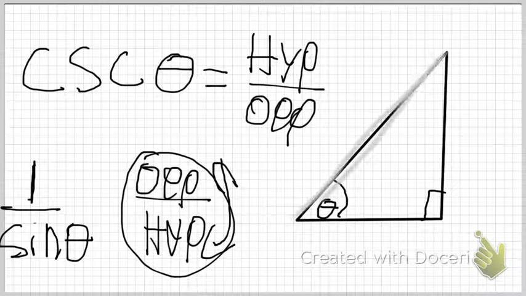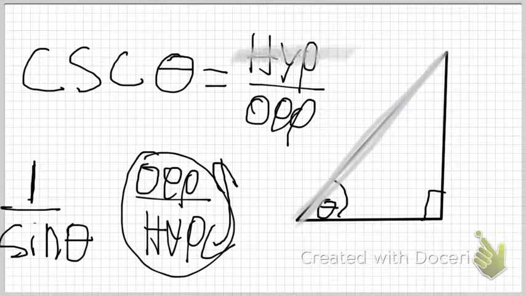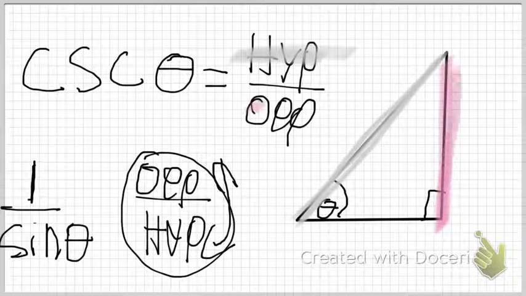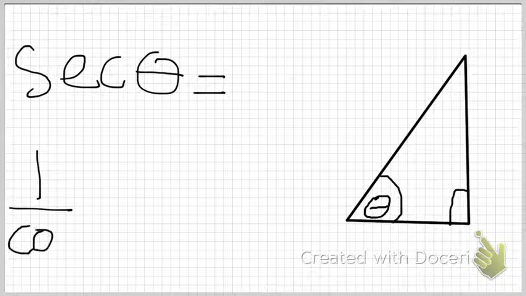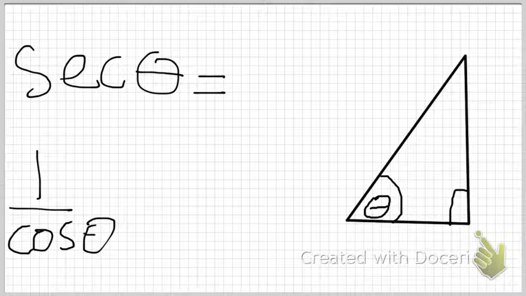So that's the hypotenuse in the gray. And the opposite is the one that's in the pink color. So that's how you find cosecant of theta. Now for secant of theta, it's a reverse of cosine of theta. Don't forget the theta, that's a main part.